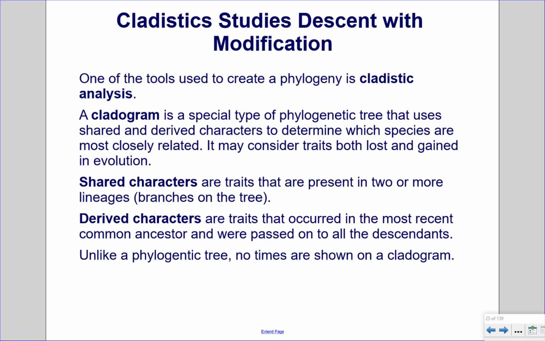Shared characters are traits that are present in two or more lineages, branches on the tree. Derived characters are traits that occurred in the most recent common ancestor and were passed on to all the descendants. Unlike a phylogenetic tree, no times are shown on a cladogram.